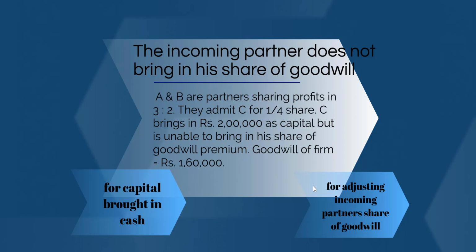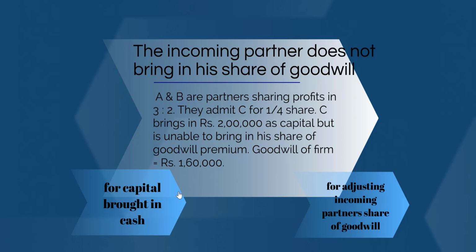C's share of goodwill is rupees 1,60,000 multiplied by 1/4, which equals rupees 40,000. But as per the example, C is unable to bring in his share of goodwill premium. So he brings in only rupees 2 lakh as his capital. Let's see the journal entries.